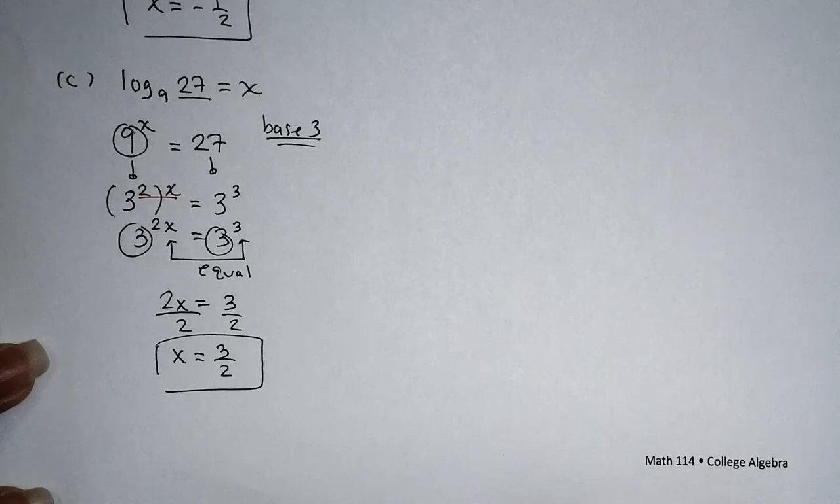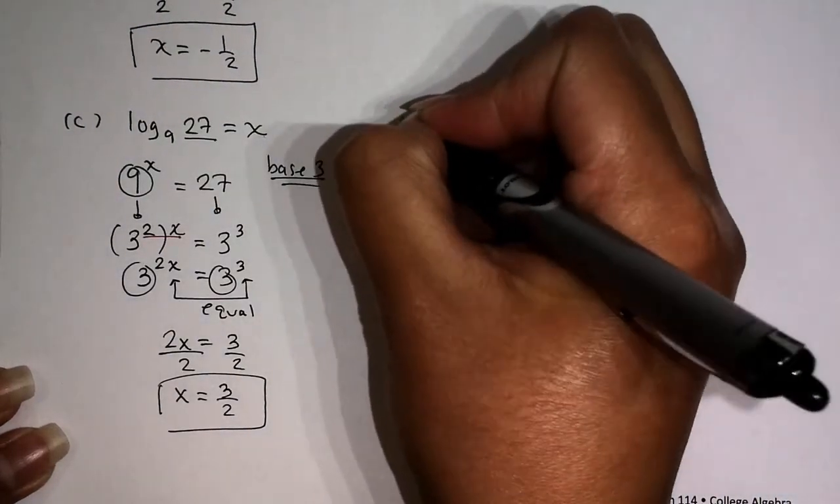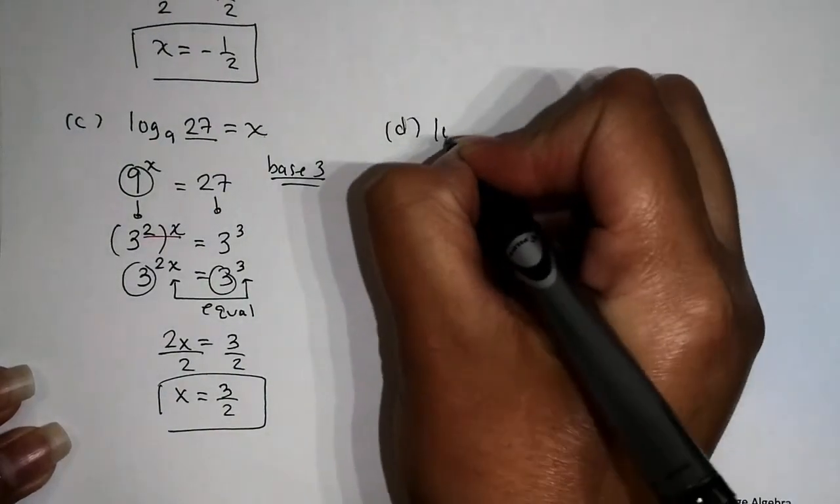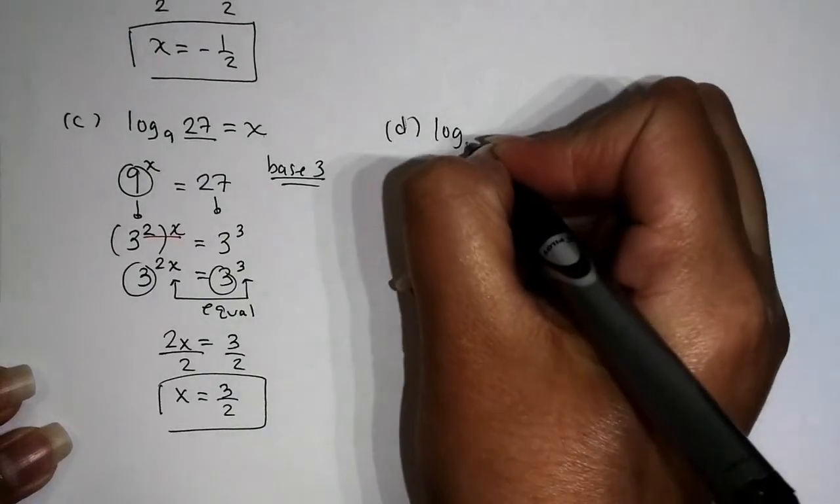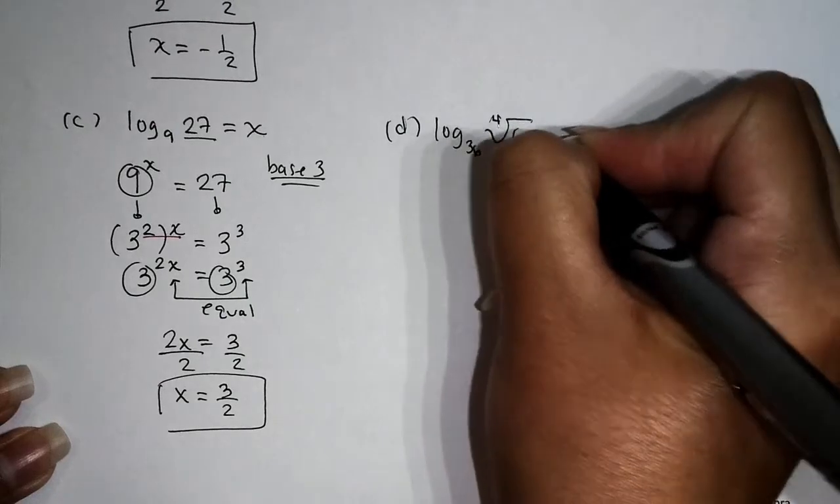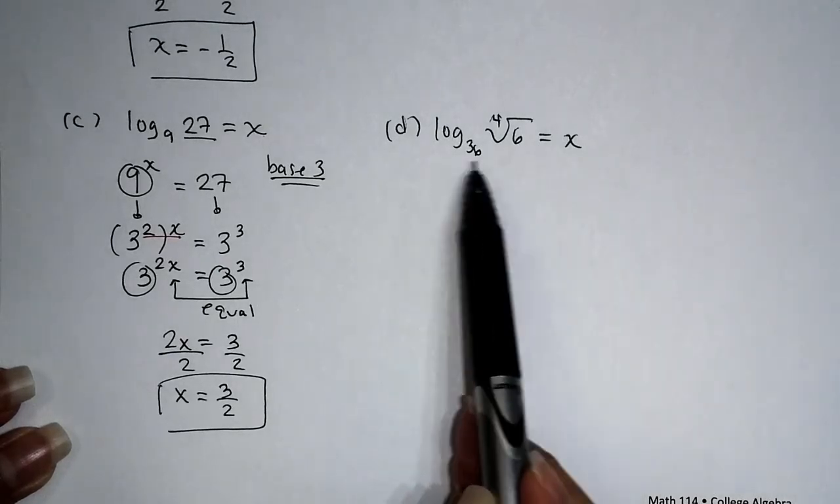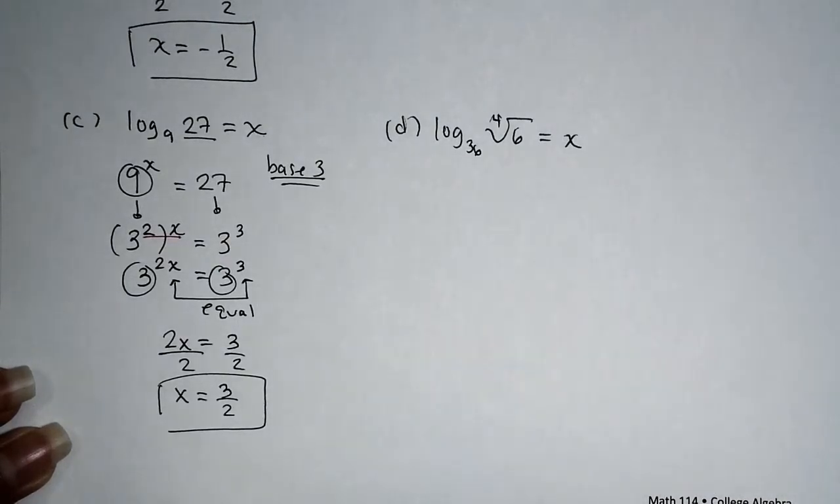So that's pretty long, but I think you have the energy just for one more problem. Okay, let's go ahead and put problem D. So problem D, we have logarithm base 36 of the 4th root of 6 is equal to x. And we are asked to solve it. So in this case, the variable is already isolated, but I'm not sure how to enter this in my calculator. So we are going to just write this in exponential form.